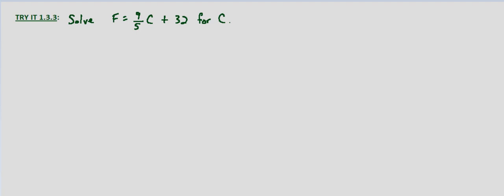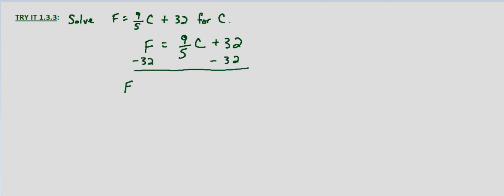So we start with our given formula, F equals 9/5 C plus 32. And then we follow the operations that we would normally to just solve for a variable. In this case, it will simply be in terms of the other variable. So subtract 32 from both sides. We end up with F minus 32 equals 9/5 C.